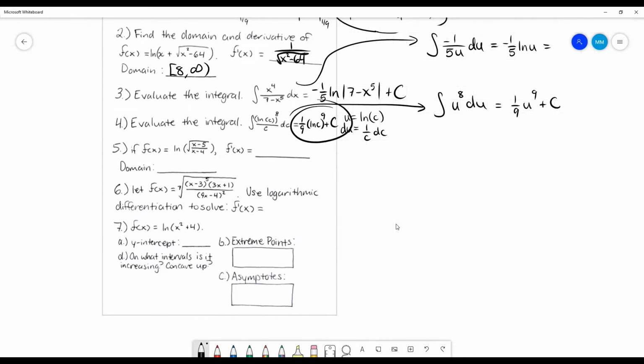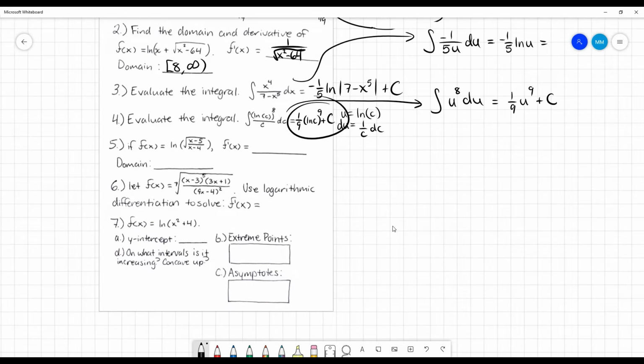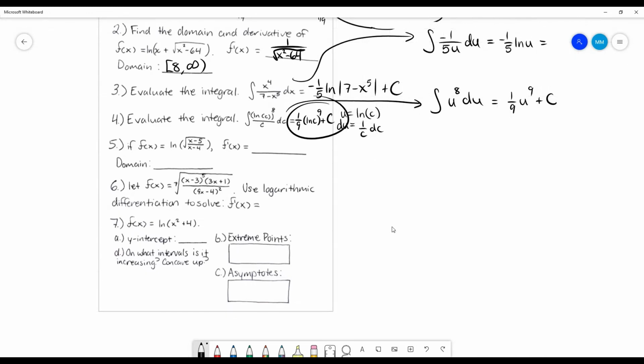Number 5 is a similar one to number 2. So they're giving us this function, which is a natural log function, and they want us to find the domain and the derivative. Once again, I'm going to start off by finding the domain. So if f of x equals a natural log of this here, well then, of course, I know a few things to be true.